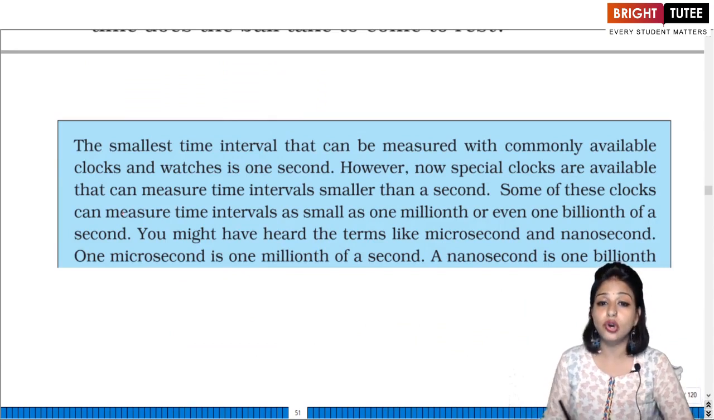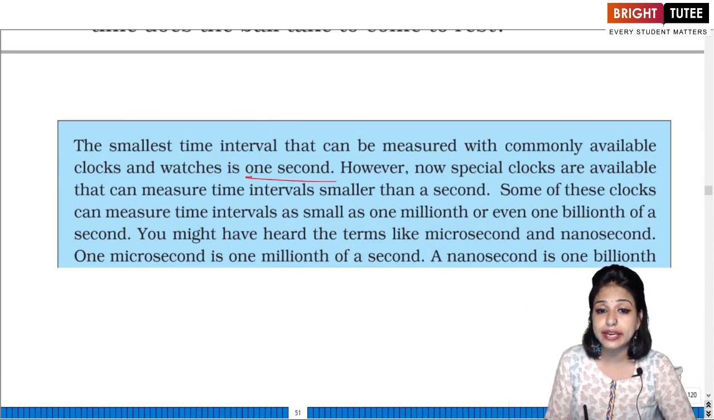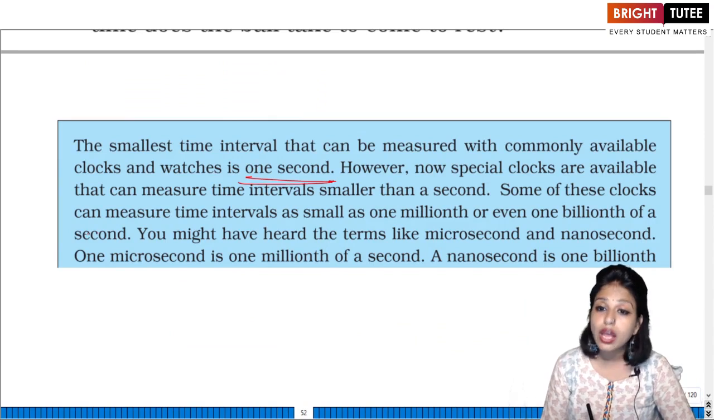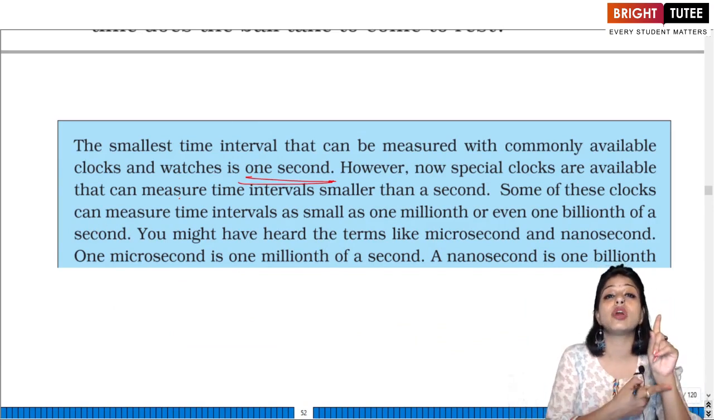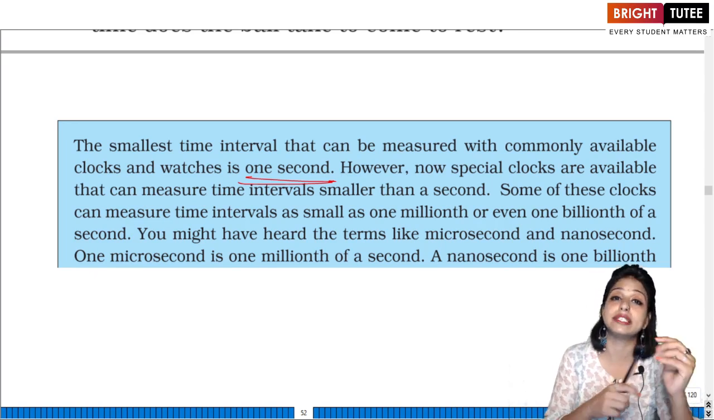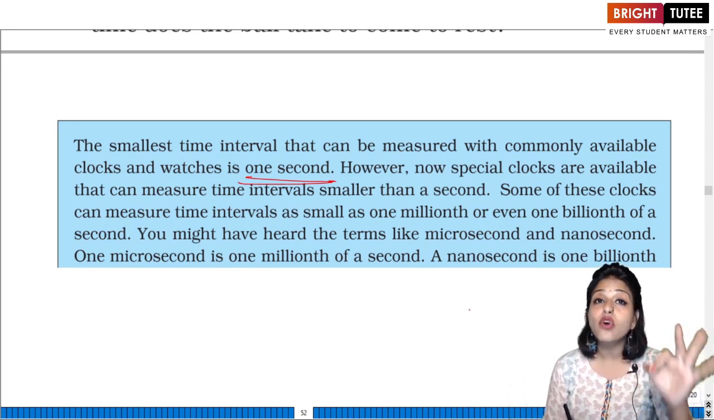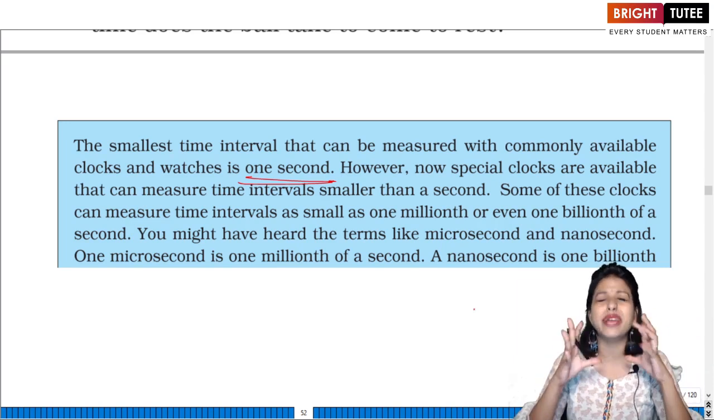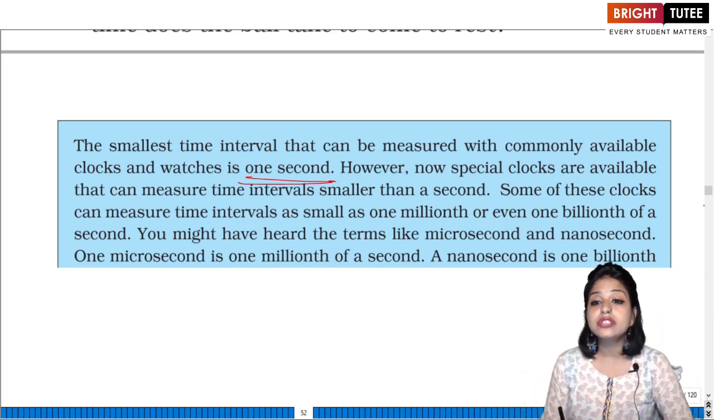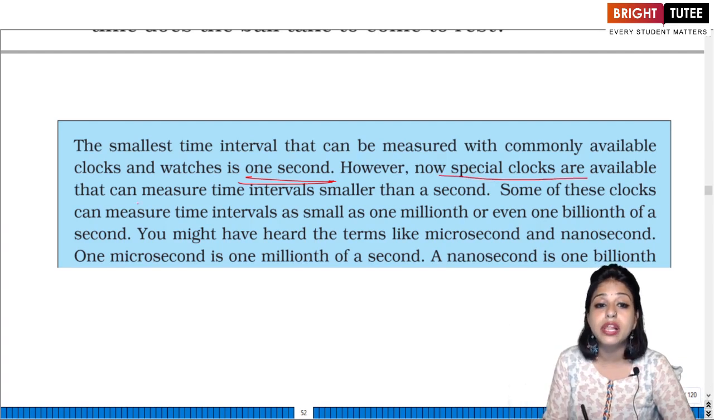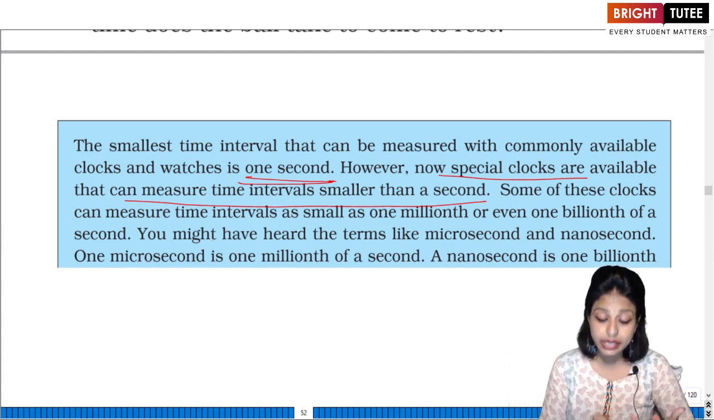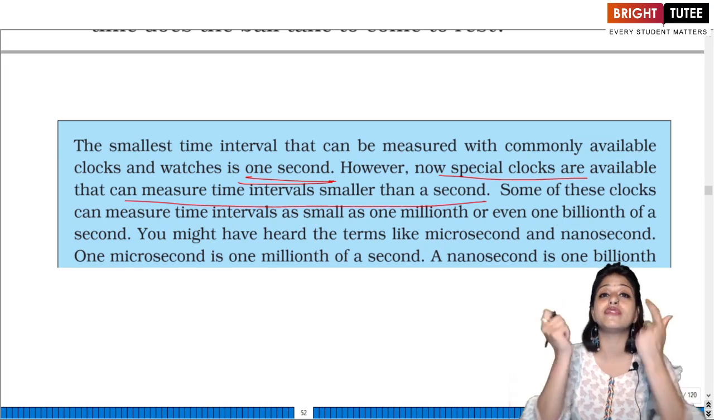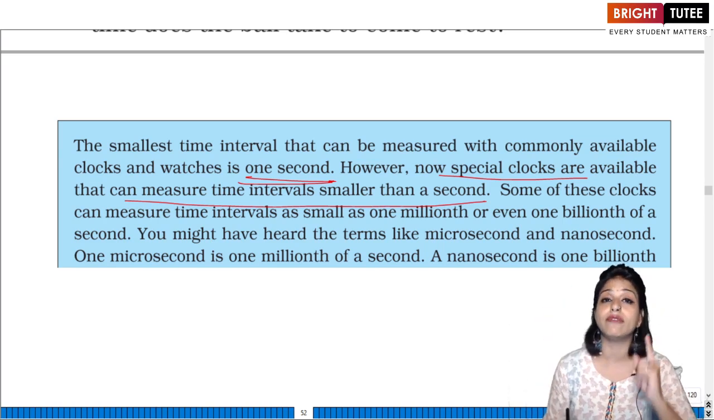Now, people, you know that we use 1 second as the smallest unit of time. However, this is not the smallest unit. 1 second is the smallest unit for the clocks we use in day-to-day life. But there are special clocks available that can measure time intervals even smaller than a second. Now you will say, what is smaller than a second? There is microsecond, nanosecond. Things can happen in a flash of time, and that is what we measure with these clocks.